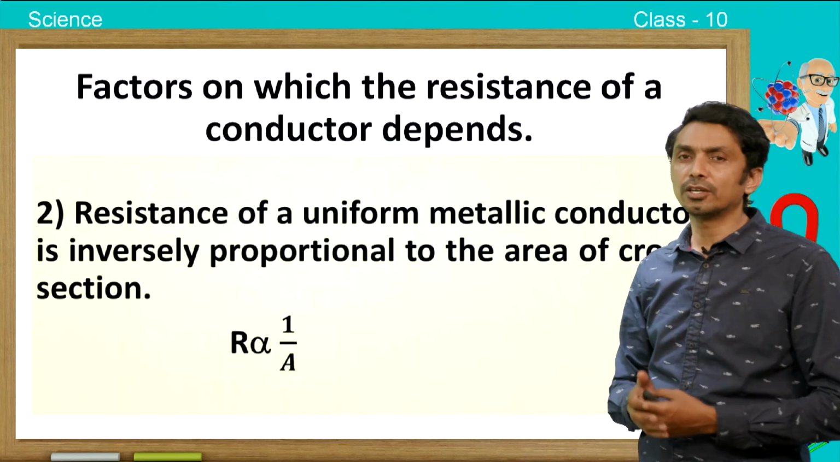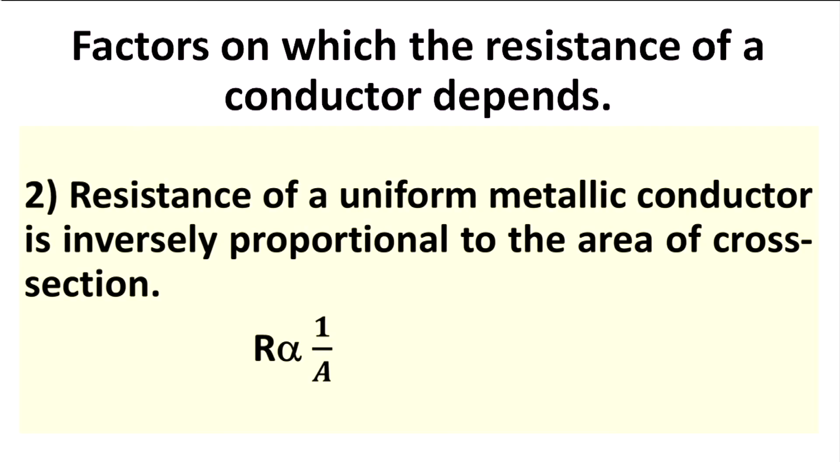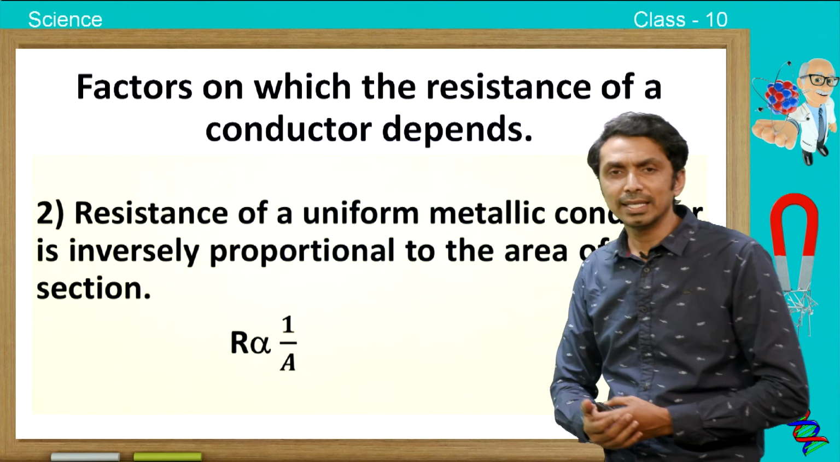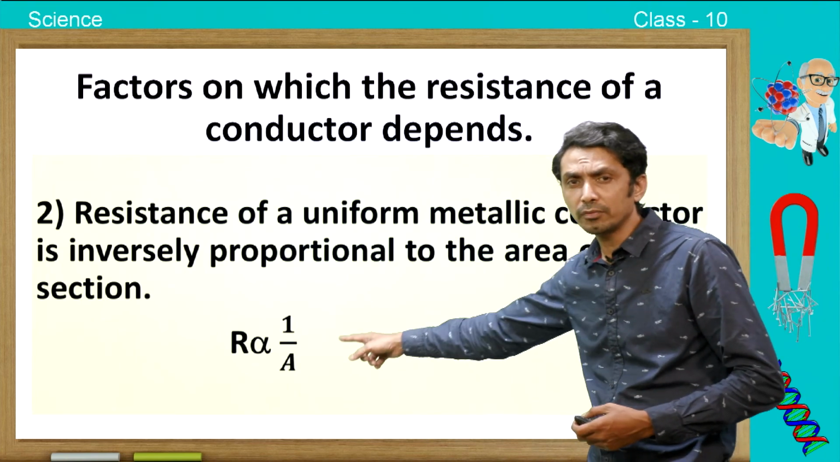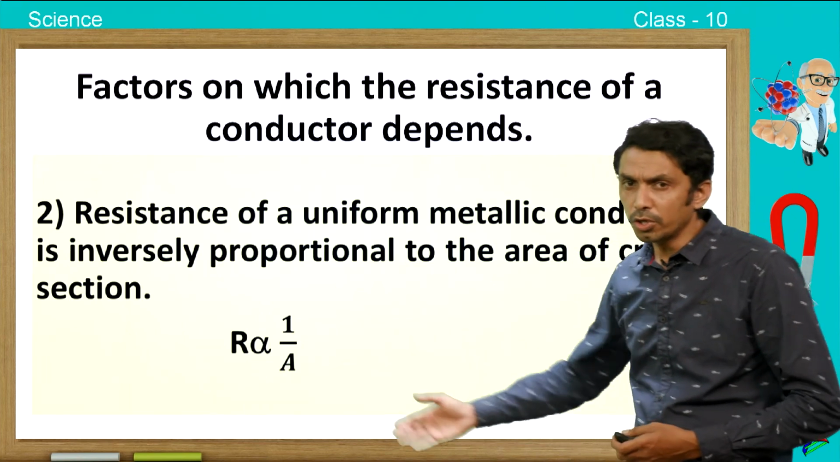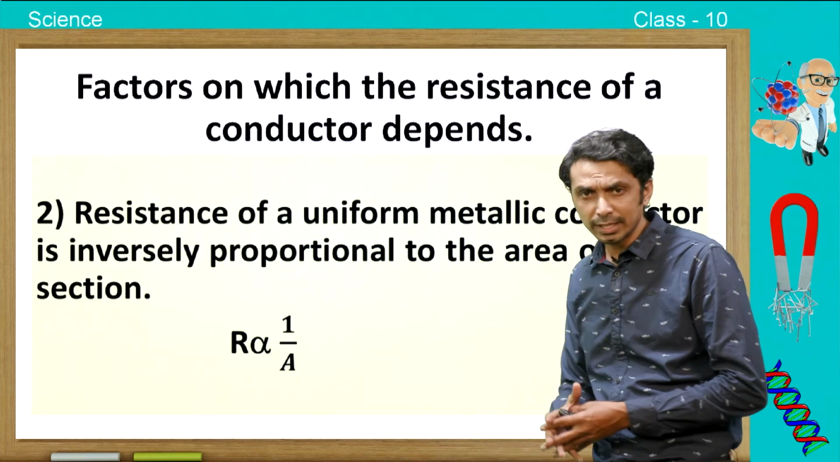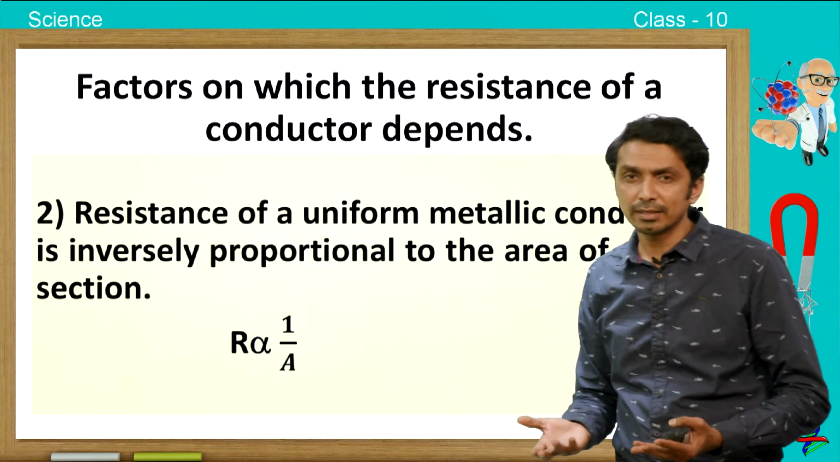Yes, we can conclude that the resistance of a uniform metallic conductor is inversely proportional to the area of cross section. That means R is proportional to 1 by A, or we can say resistance is inversely proportional to area of cross section. What do you mean by this? If we increase the area of cross section of the conductor, the resistance is less.